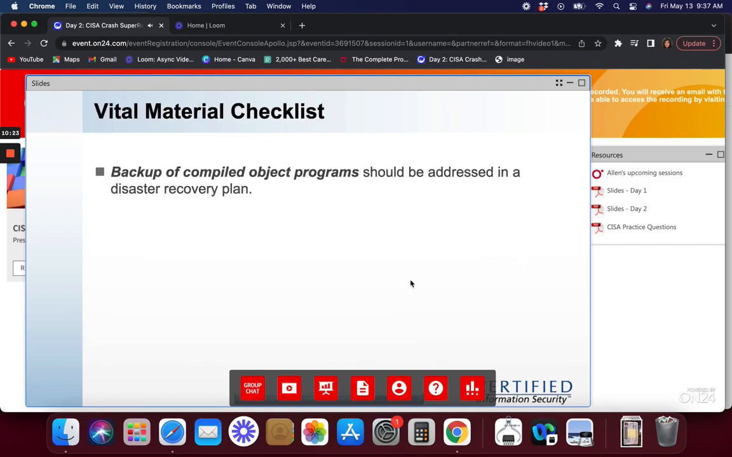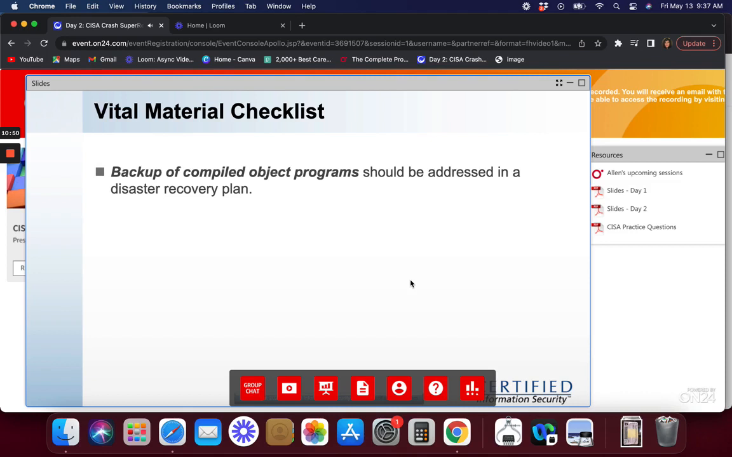Vital material checklist: make sure you have a backup of your software and your compiled object programs. This is a very, very fancy way of saying backup of your applications. Not only do you need your data, but you need to have backup of the applications that run the data and process the data. One of the most common things you have to be concerned about is you've created backups here at your primary site, and you want to restore them in a recovery at your recovery site.